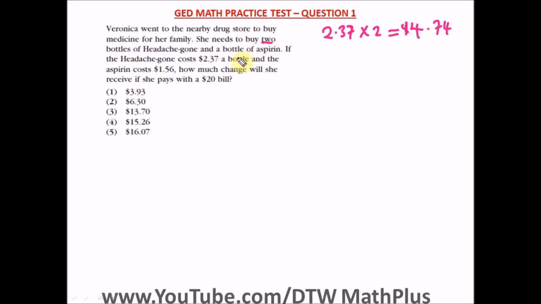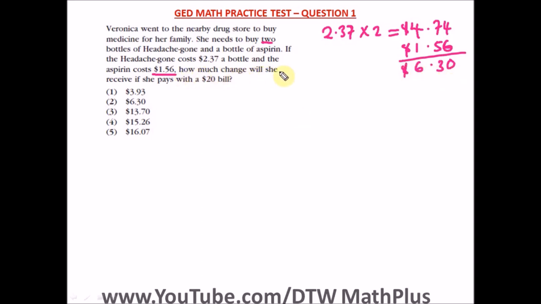And the next is aspirin. She's just getting 1 bottle of aspirin and it costs $1.56. So let's add $1.56 to the total cost of the 2 bottles of headache gum. So we have here 1.56, okay? If you add this up together, we should have a total of, this is a zero, then this should give us a 3, then this should give us 6. So we have $6.30, okay?